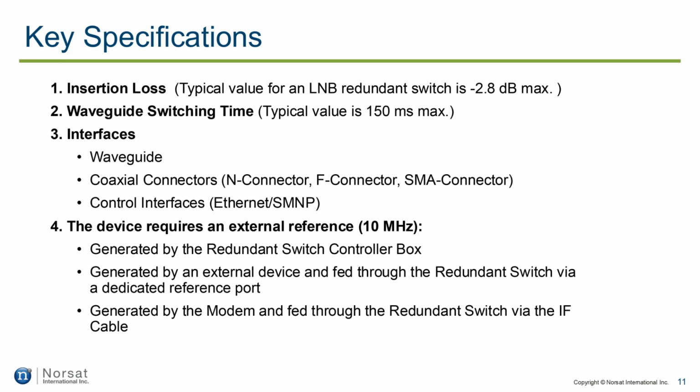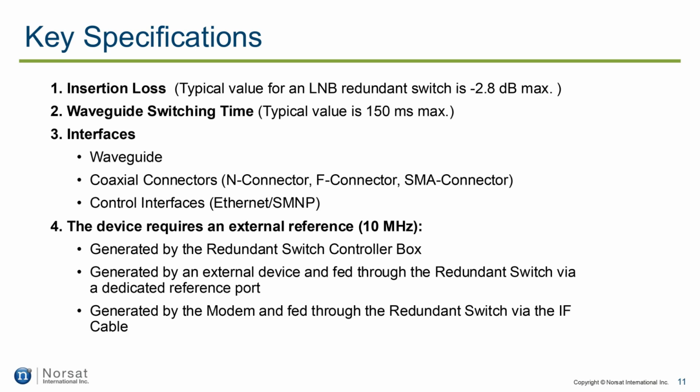Let's talk about the interfaces used in redundant switch systems. The redundant switch controller box comes with multiple interface options for connecting to other components in the communication chain. These typically include RF interfaces, such as waveguide or coaxial connectors, and control interfaces such as Ethernet or SNMP for remote monitoring and control. Next, let's discuss the 10 MHz reference signal and the different ways it can be configured in a redundant switch system. A 10 MHz reference is typically used to provide a stable frequency reference to devices such as LNBs or BUCs, ensuring that signals are properly synchronized.